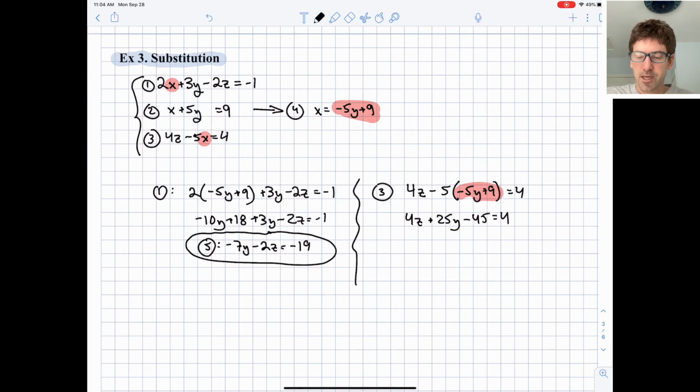I'm going to do a couple things. I'm going to rearrange the y and the z so that it lines up with the y and z in the other equation, and I'm also going to add 45 to both sides. So we have 25y plus 4z equals 49. And let's call that equation 6.